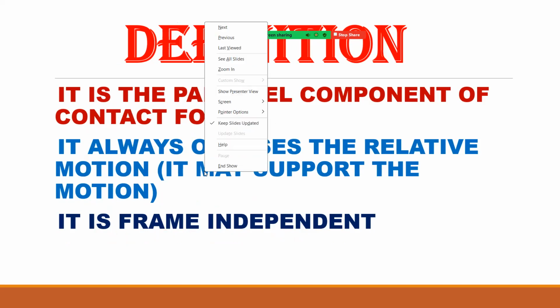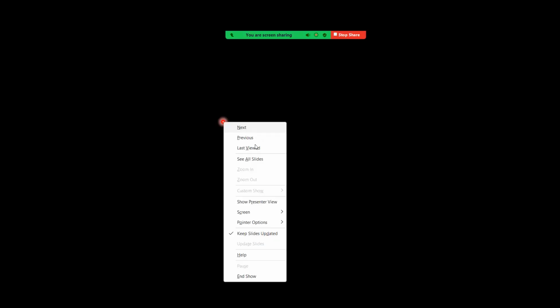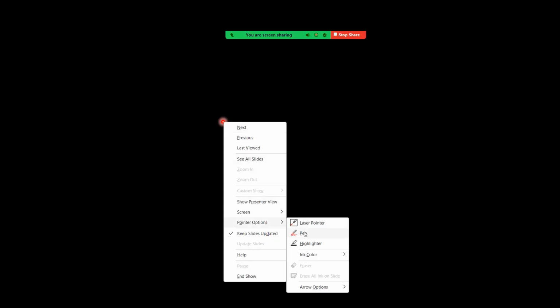Let us see these two points once. What is the meaning of these two? Always opposes relative motion. It may support the motion. It is frame independent. See once.